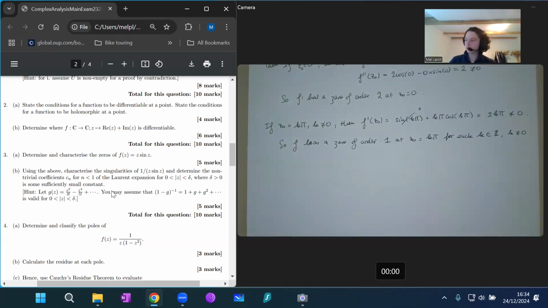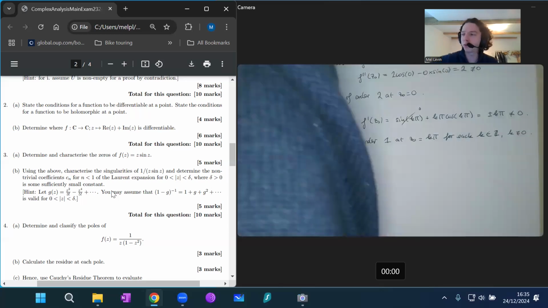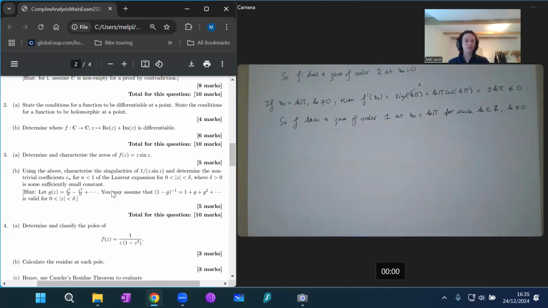All right, let's finish off question 3 and then take a little break. Using the above, characterize the singularities of 1 over z sine z, and determine the non-trivial coefficients Cn for n strictly less than 1 of the Laurent expansion for z between 0 and delta, where delta greater than 0 is some sufficiently small constant.